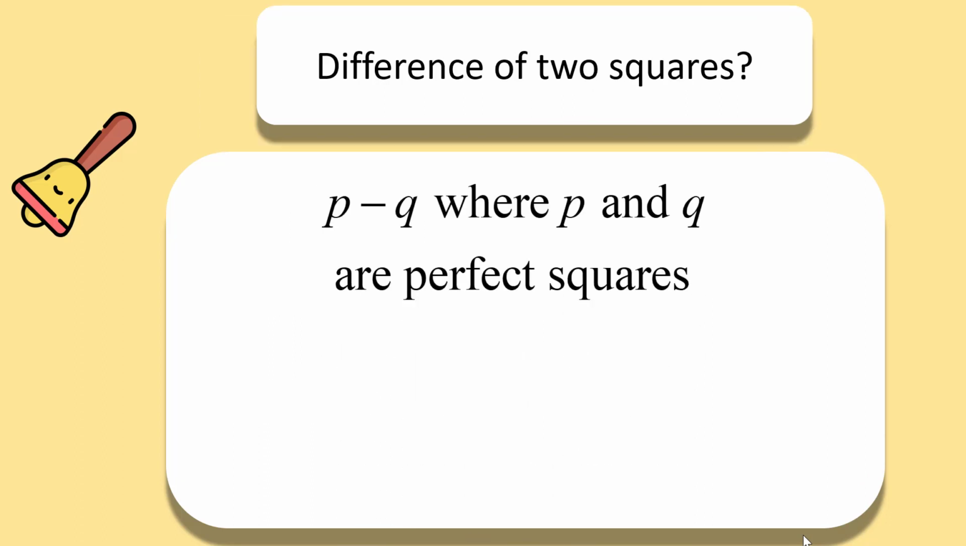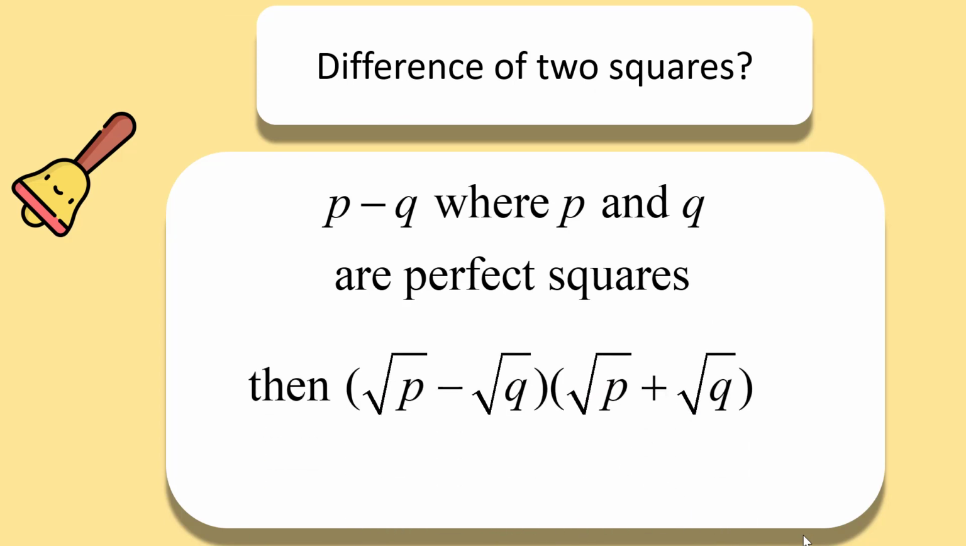So to summarize, p minus q, where p and q are perfect squares, then you've got two brackets. In the one bracket you'll have the difference of the square root of the two numbers, and the second bracket the sum of the square roots of the two numbers.